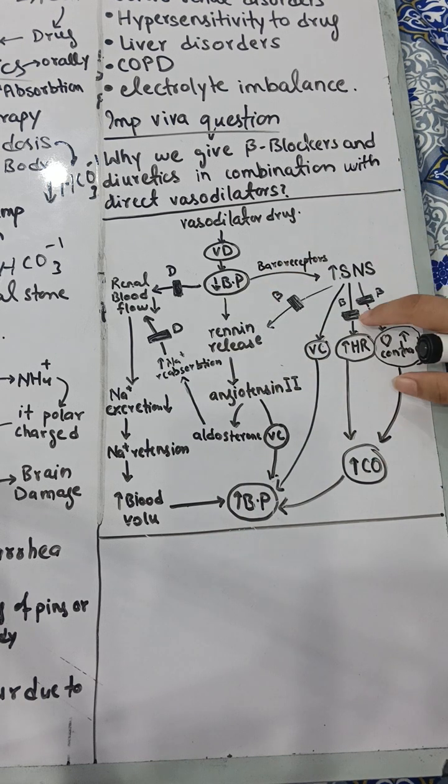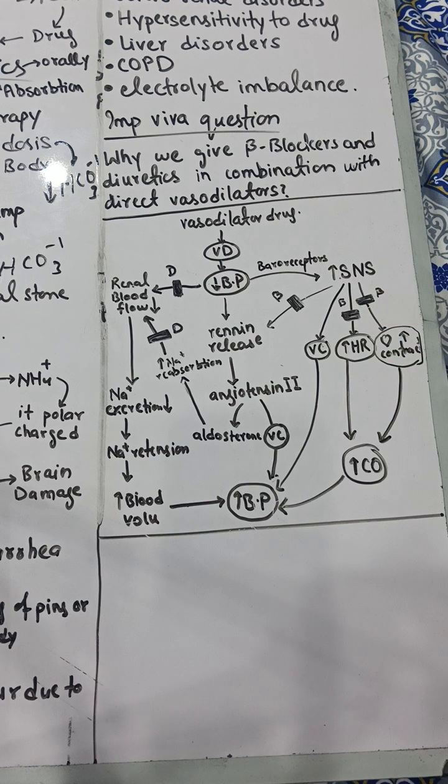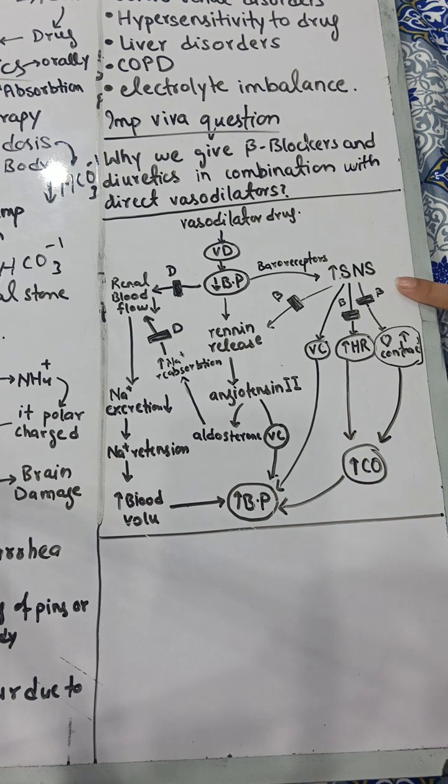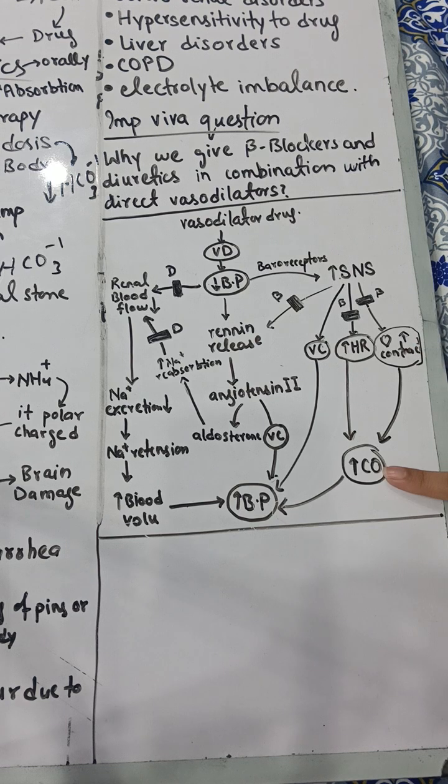Also, beta blockers act on the heart. Beta 1 blockers block the heart rate. As a result, cardiac output will not increase, and the blood pressure will not increase. If I am giving beta blockers, they also act on the heart and decrease the heart contraction by blocking the receptors present on the heart contractile cells. As a result, heart contraction decreases, cardiac output decreases, and the blood pressure will decrease.